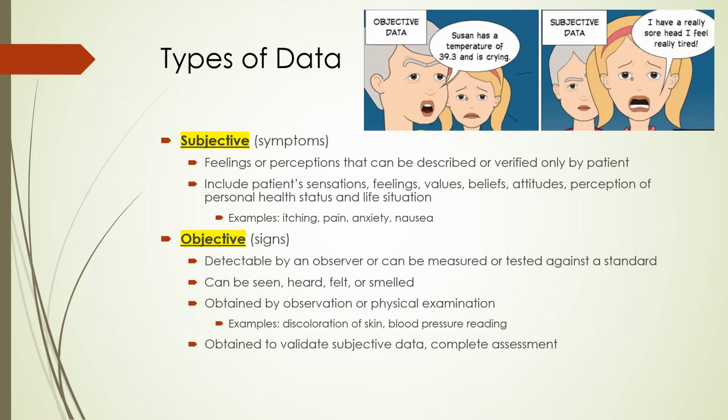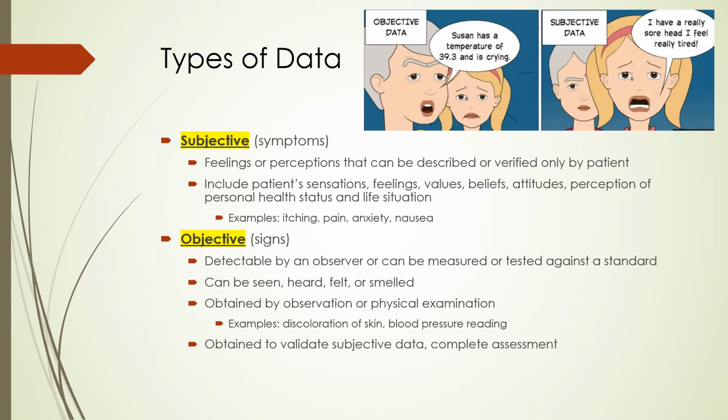Then you have objective data, which can be seen, it can be felt, it can be smelled. We can use our senses to obtain it. It can be measured. This data can be measurable or tested against any standard. Vital signs, that's objective, okay? If a patient complains of pain, that's subjective, okay? If a patient has an abnormal blood pressure reading, that's objective. So you're really going to have to understand objective data versus subjective data.